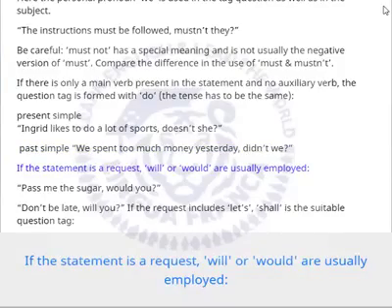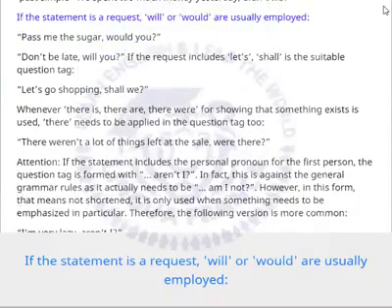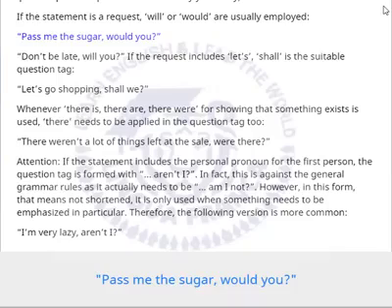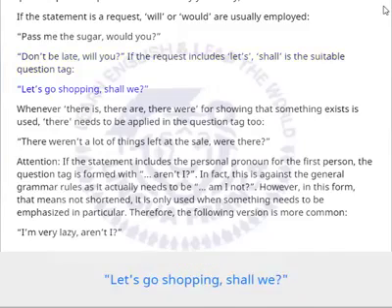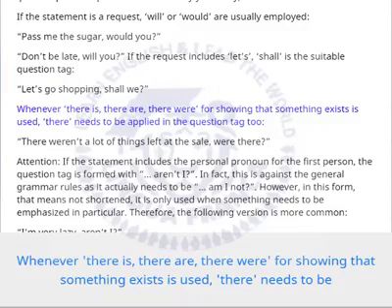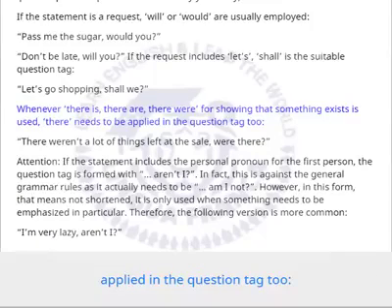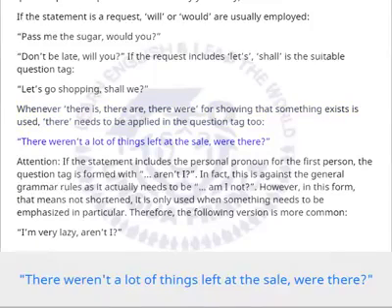If the statement is a request, will or would are usually employed. Pass me the sugar, would you? Don't be late, will you? If the request includes let's, shall is the suitable question tag. Let's go shopping, shall we? Whenever there is, there are, there were for showing that something exists is used, there needs to be applied in the question tag too. There weren't a lot of things left at the sale, were there?